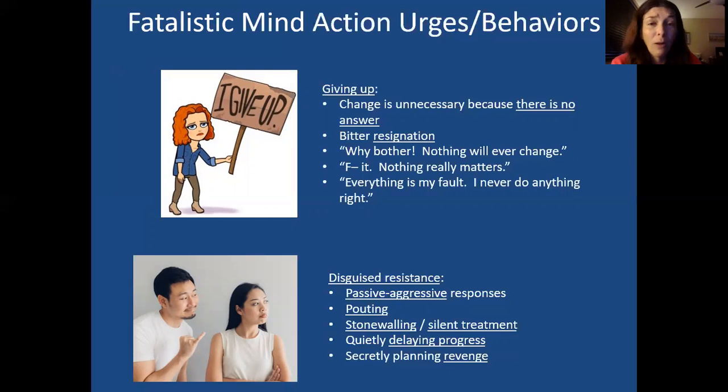So if it's not gonna go my way or if I can't get what I want or there's no solution, I'm not even gonna bother with you. Why should I even negotiate with you? Forget it, okay? Quietly delaying progress, right? Secretly planning revenge. So there's a little bit of an undercurrent of a passive aggressive.